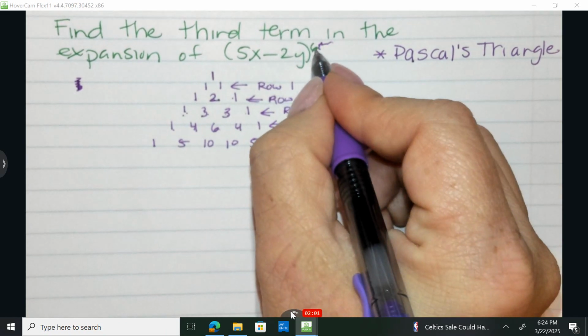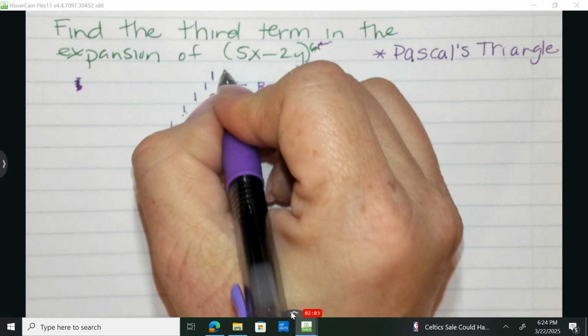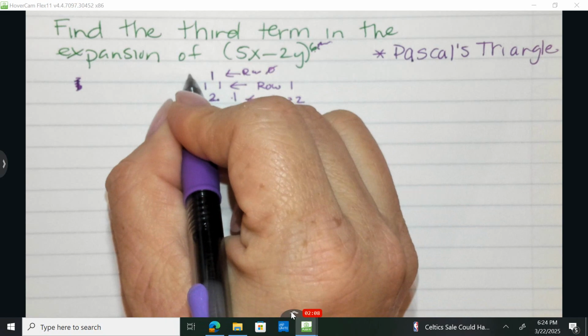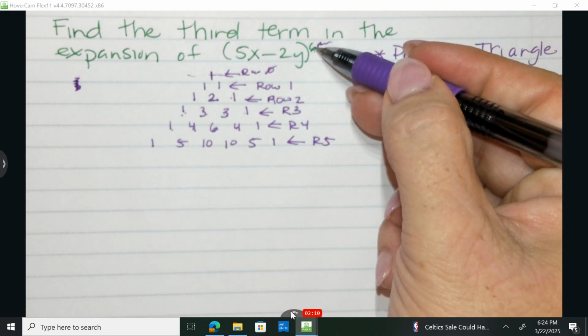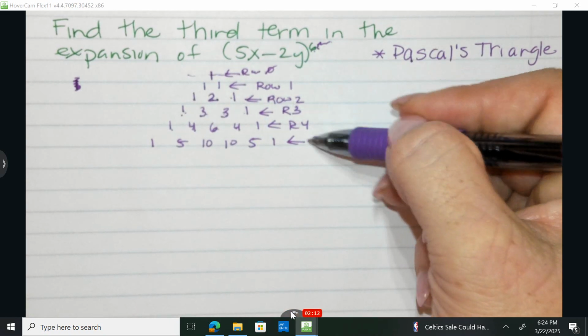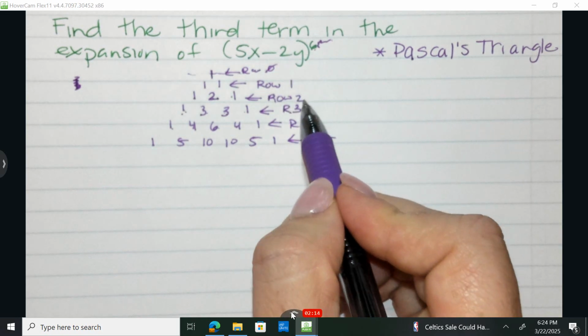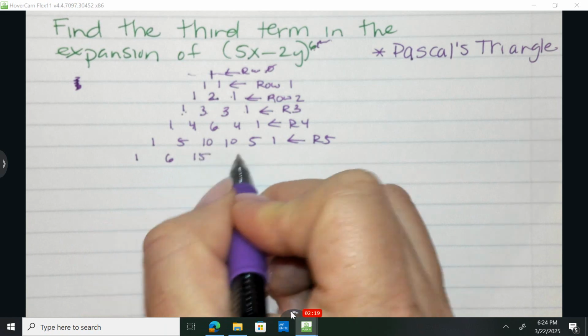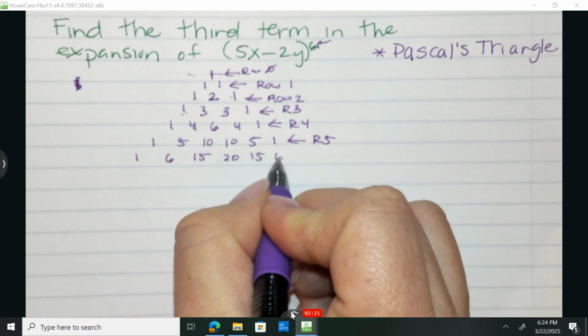Why am I going out to 6? Right here. This one never counts, or you could count this as row 0 if you want to do that, but this never actually factors into deciding how many rows I go. So I need to go up to 6. There's 1, 2, 3, 4, 5, and 1 left. I have 1, 6, 15, 20, 15, 6, and 1.